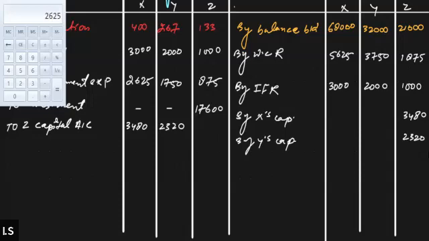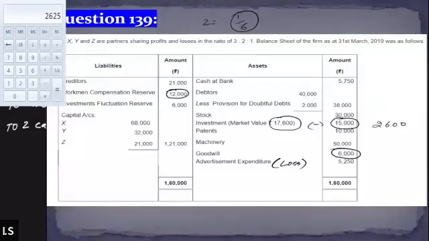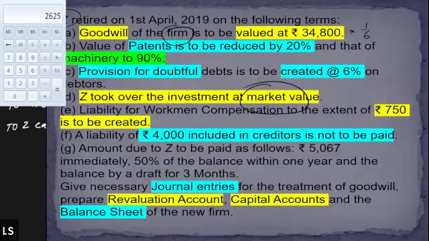All we need to do is, there is one adjustment left in the question, adjustment G. Now let's understand what adjustment G is saying. Adjustment G says that the amount due to Z is to be paid as follows: 5067 is to be paid in cash immediately, 50% of the balance within 1 year, and the balance by a draft.